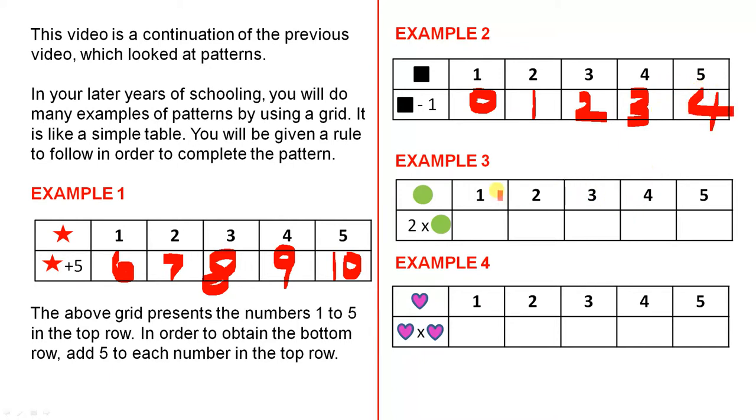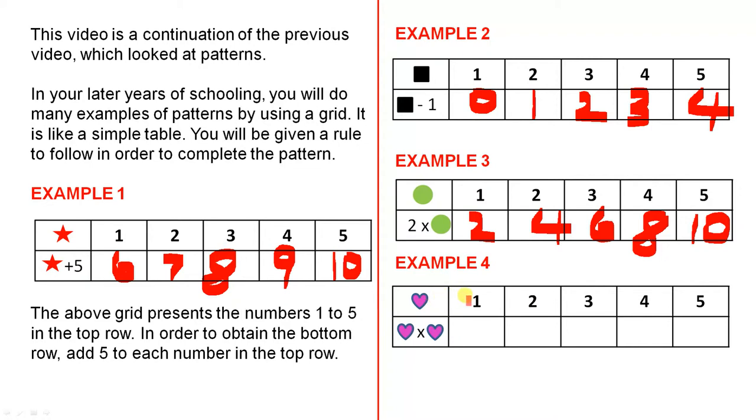The third example, the green circle represents each of these numbers. To obtain the numbers in this row, we do 2 times the green circle. 2 1s are 2, 2 2s are 4, 2 3s are 6, 2 4s are 8, and 2 5s are 10. It helps a lot when you know your times tables.